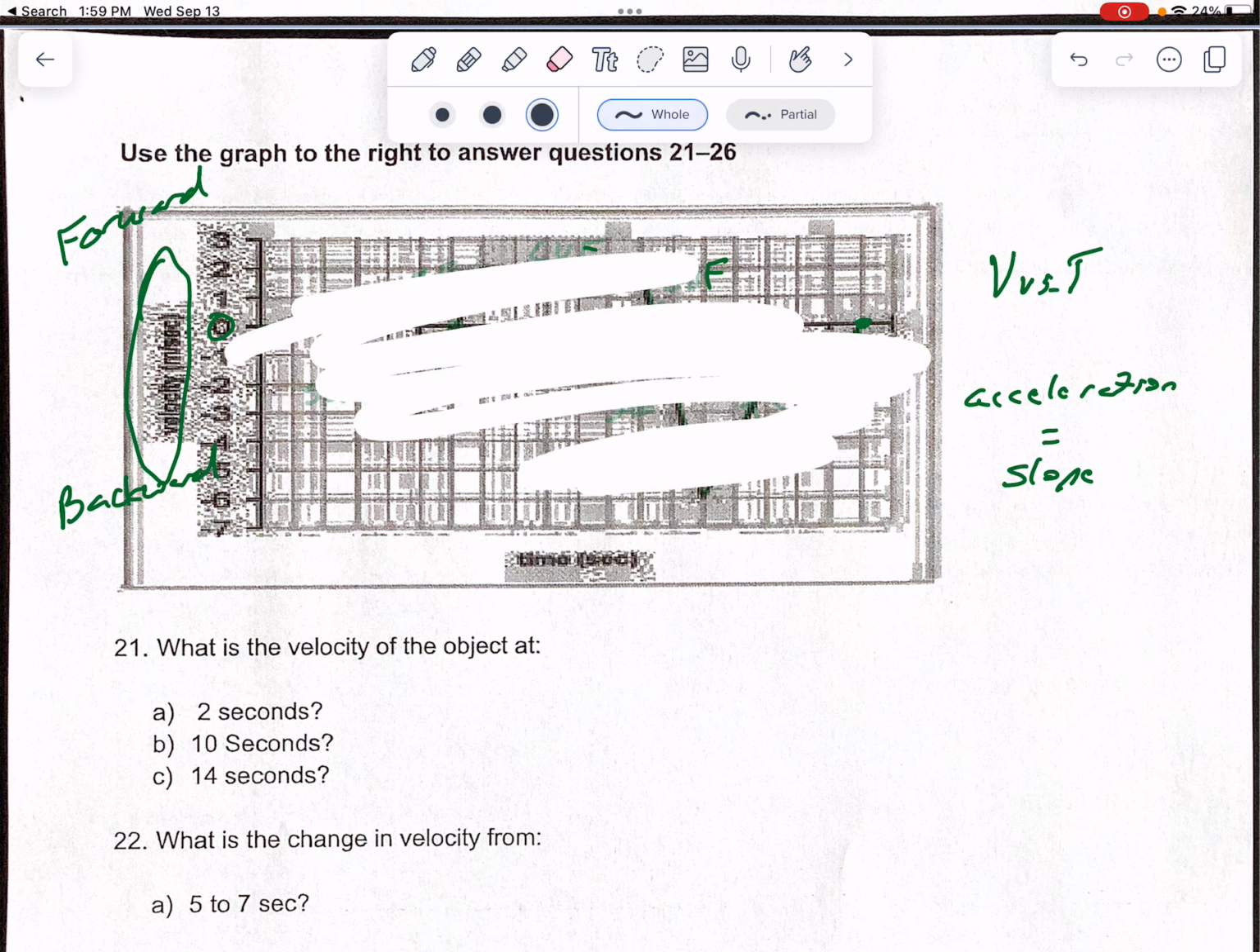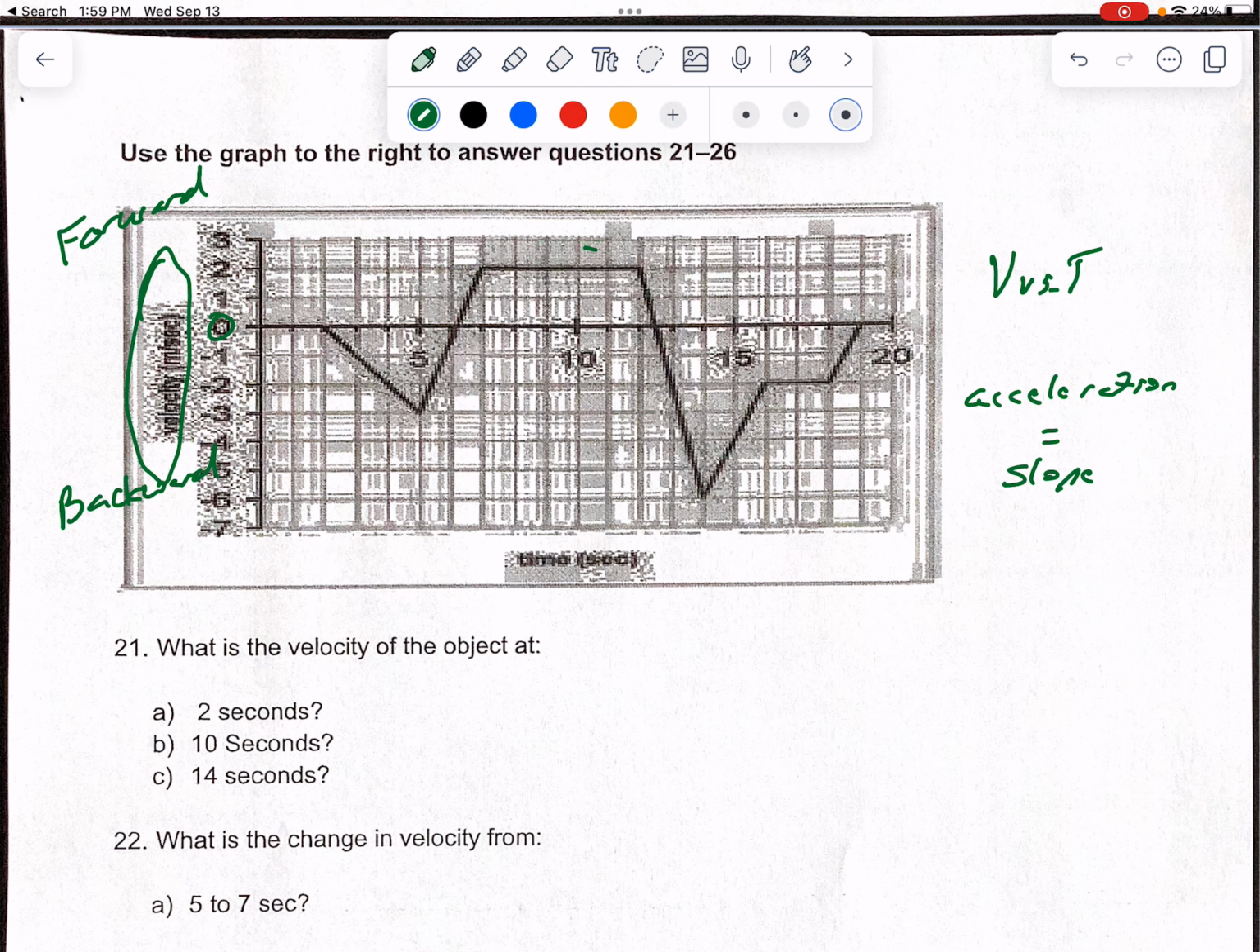So let's actually go to the problems now. What is the velocity of the object at 2 seconds? That means just look at the y. Where are you at 2 seconds? At 2 seconds, I'm at 0 meters per second. Okay, there's nothing there.